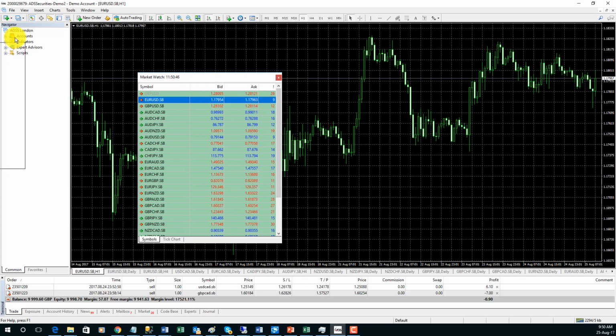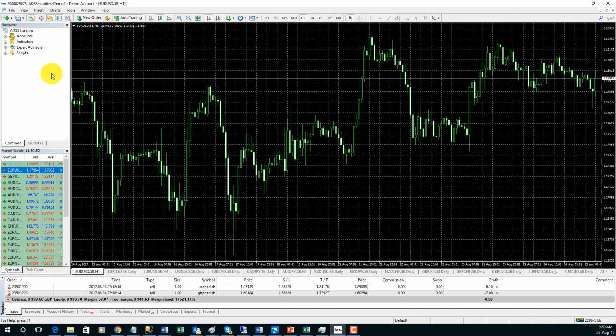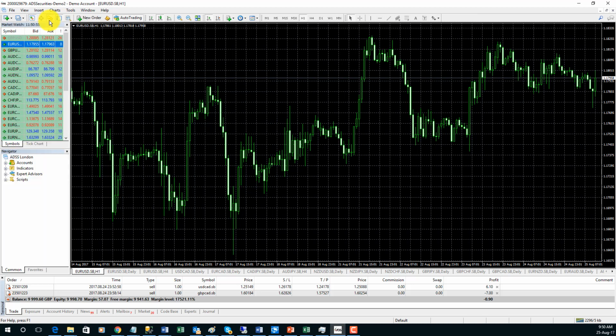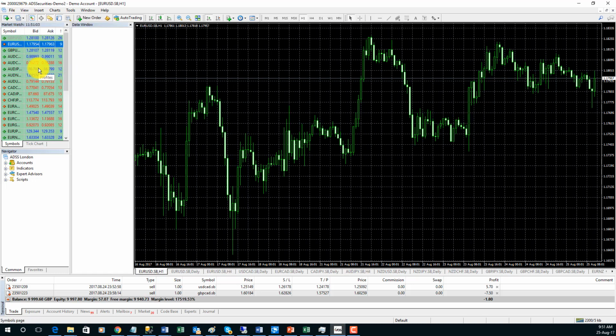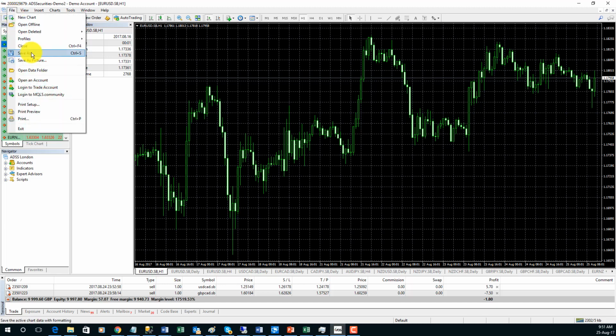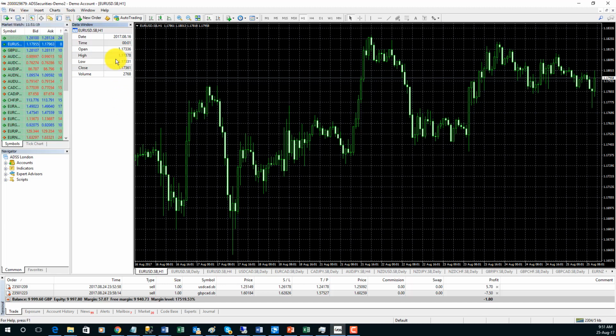So Market Watch, let's just drag that back up here. Okay. So the data window, if we needed to use it, just gives you, for example, on the euro, the date, the time, the open, the high, low, close, volume. This is the data that gets exported when we mention that during our file. When you save as, it's this information that gets saved out in a spreadsheet for every hour over a period of time.